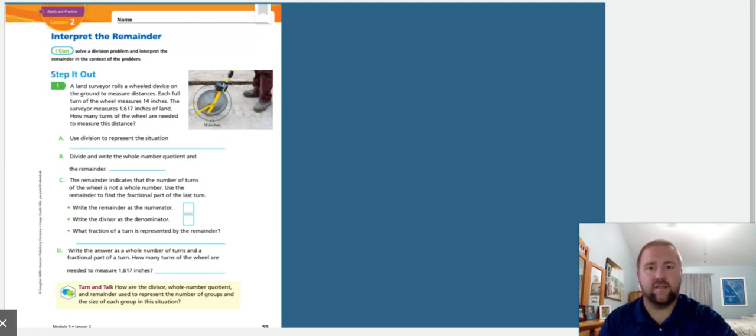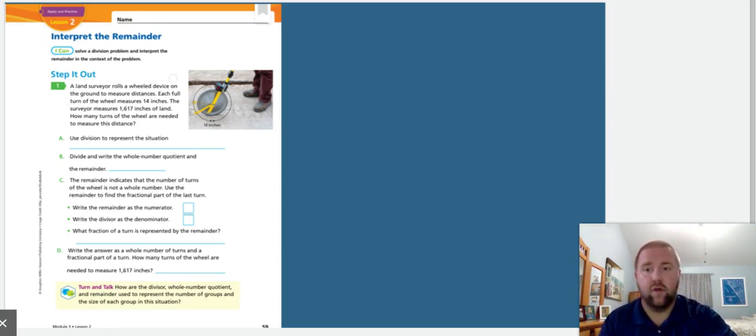Today we're going to work on lesson 2 of module 3, which is interpreting a remainder. Now, it sounds like a big word, interpret a remainder. All it means is we're going to do a division problem and we're going to get a remainder and we're going to figure out what that remainder actually means, right? So it's not going to be R2. We're going to talk about what the actual 2 represents in our problem.